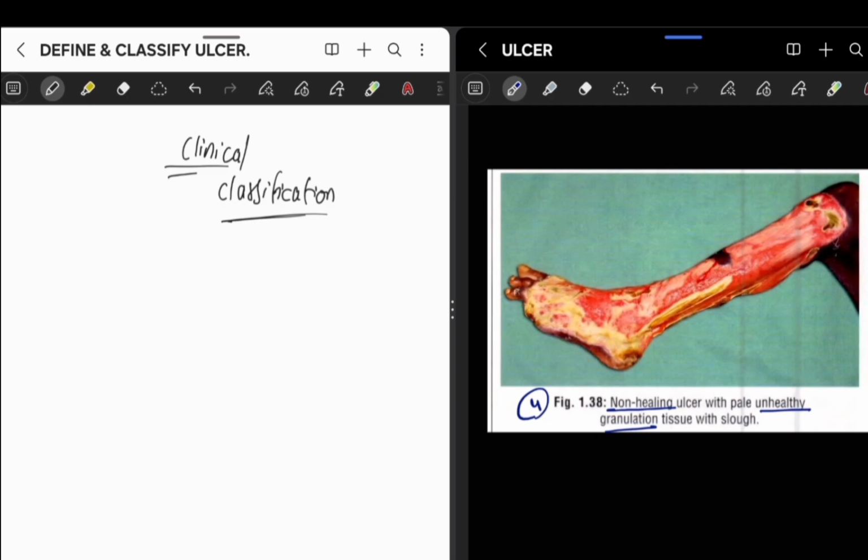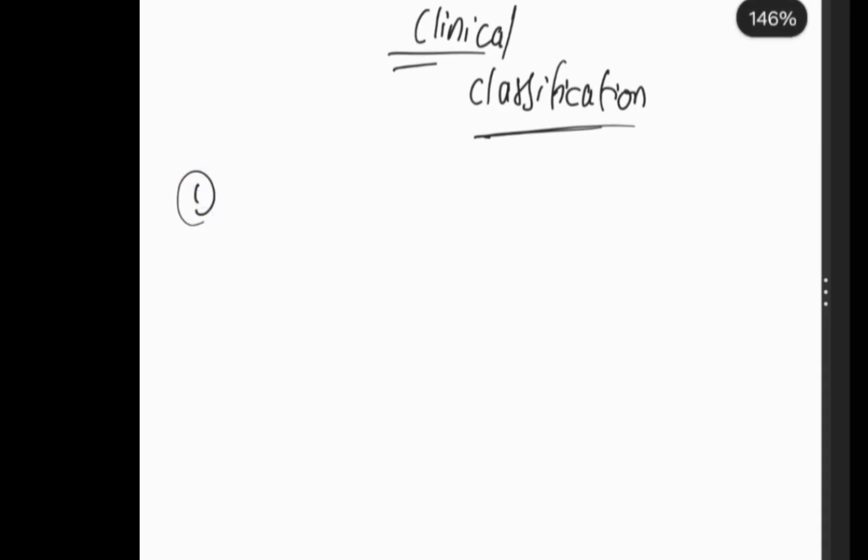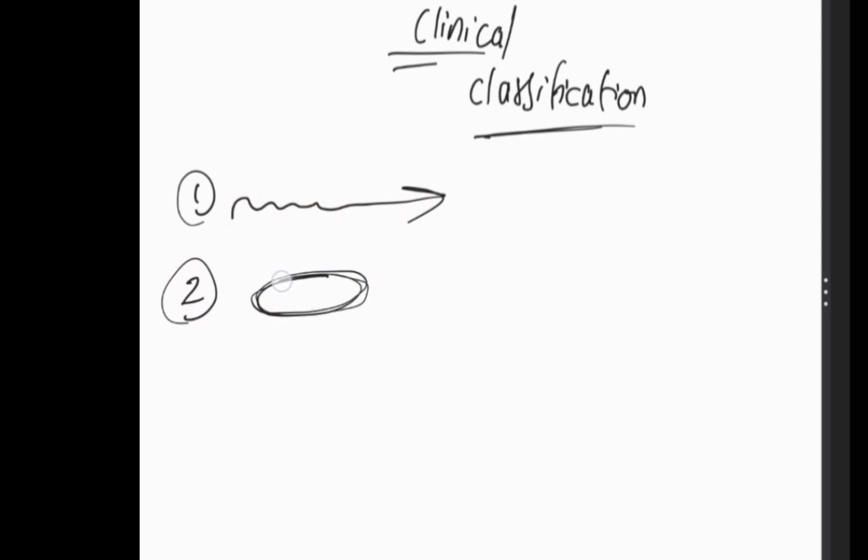So, under the clinical classification, there are four types. The first one is the spreading ulcer, which has irregular edges, and the second one is the callus ulcer. It forms the callus, and this callus prevents the healing of the ulcer. And the third one is a healing ulcer.